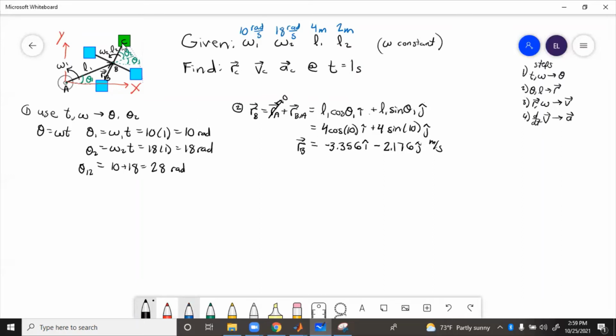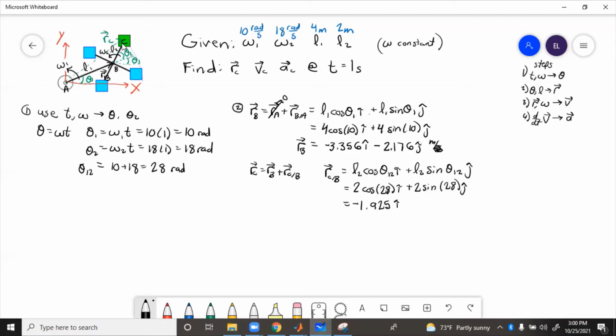Now, if we want to get to the position of C, then we need to add position of C with respect to B to position of B. Adding all of these together, we get RC equals RB from above plus RC with respect to B, which equals negative 5.281 i-hat minus 1.634 j-hat meters.